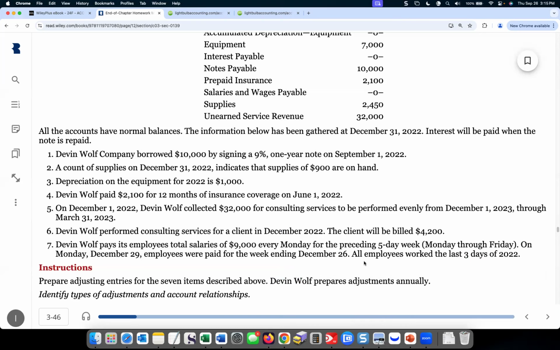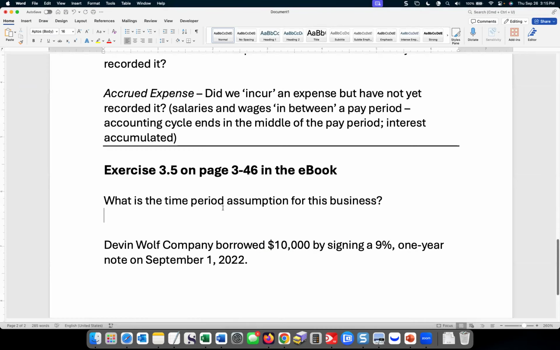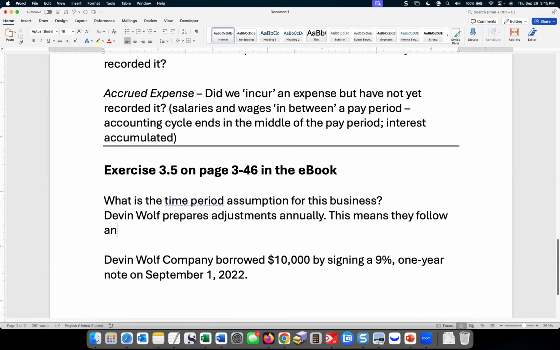So now we know the time frame, the accounting cycle. In fact, I'm going to copy that into our notes. This means they follow a 1-year accounting cycle. All right, so that's important.